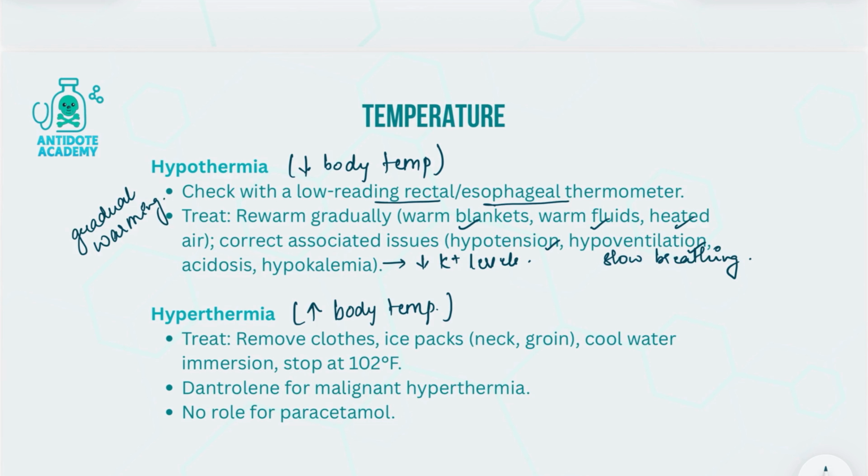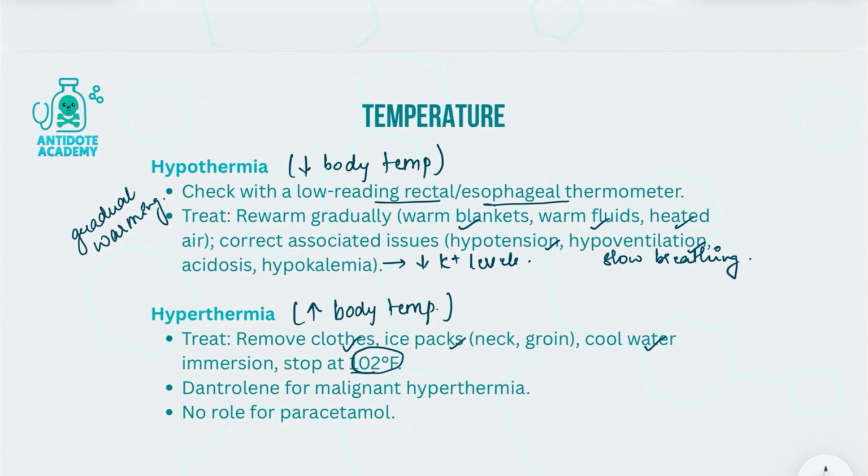Next comes hyperthermia, that is high body temperature. How do we treat it? Remove any extra clothing. Second, use ice packs on the neck, groin areas or armpits. Third, use cool water immersion, but we have to stop the cooling once the temperature reaches 102 degrees Fahrenheit.